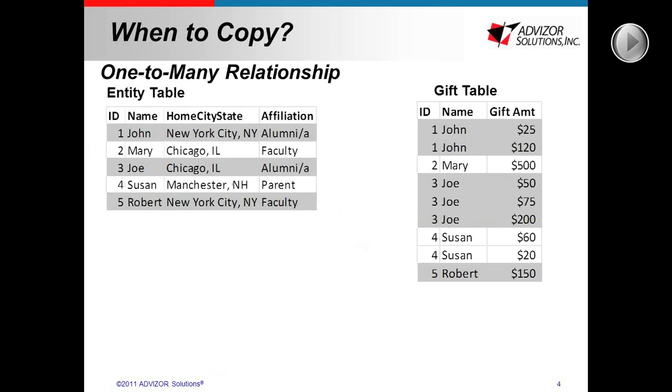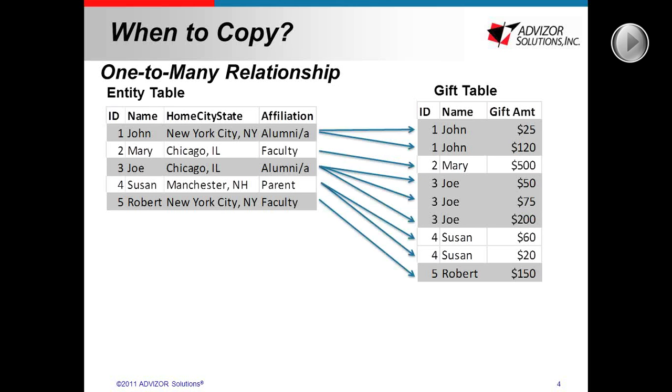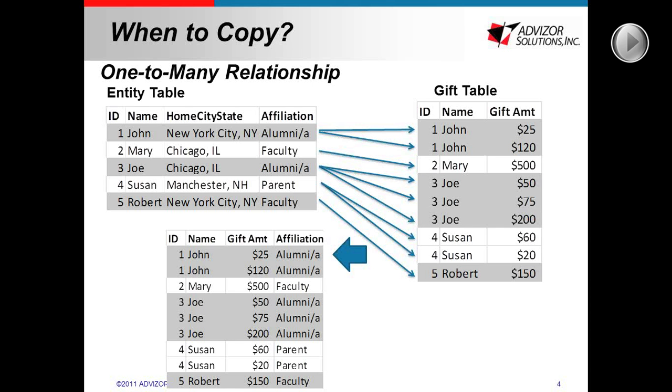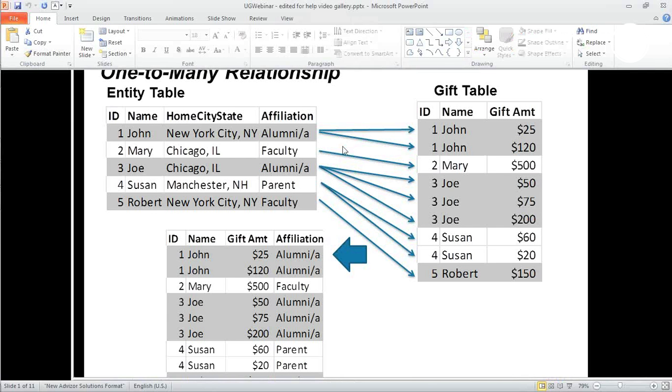You can also copy when the relationship is 1-to-many. So I could copy affiliation over to the gifts table. Each entity is in the entity table once, and in the gifts table, entities can be entered more than once because they can have given more than one gift. And so I can copy, and this would be the result. So let's go into the software and actually perform a copy.